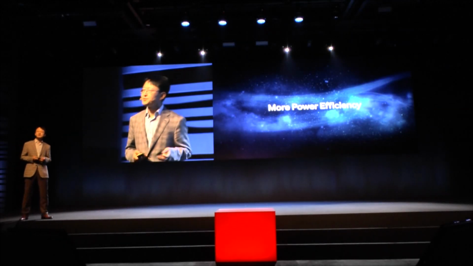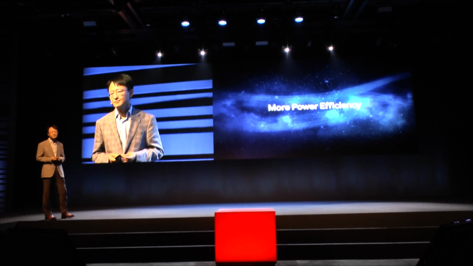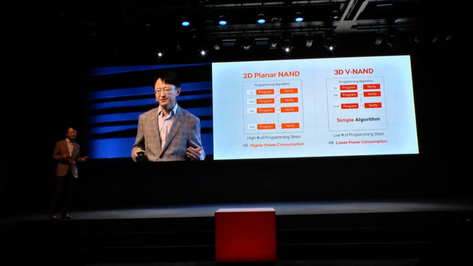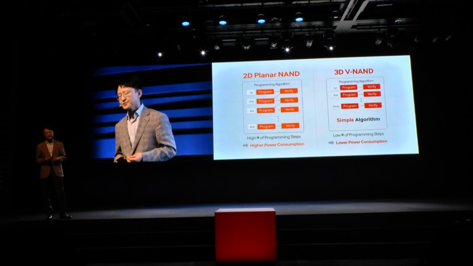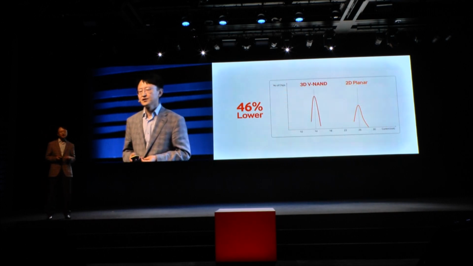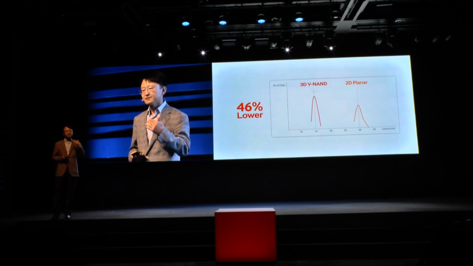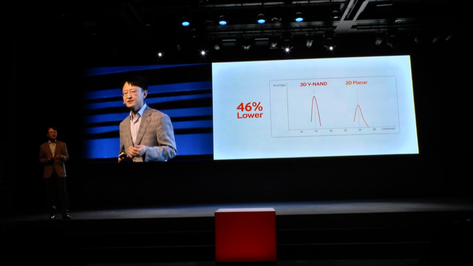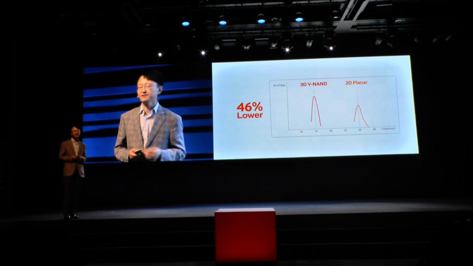Finally, 3D V-NAND leads to more power efficiency. Since the program algorithm for V-NAND has fewer steps, this saves on power consumption. As a result, we can consume just 54% of the energy consumption. So 3D V-NAND achieves almost twice the power efficiency.